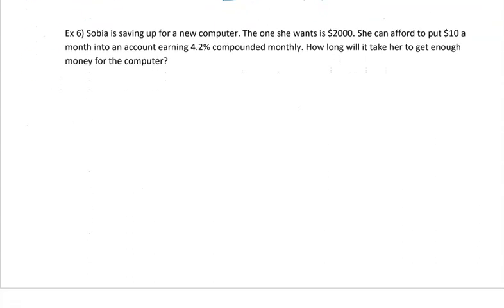Sobia is saving up for a new computer. The one she wants is $2,000. She can afford to put $10 a month into an account earning 4.2% compounded monthly. How long will it take her to get enough money for the computer?